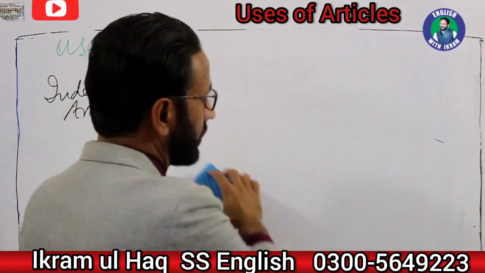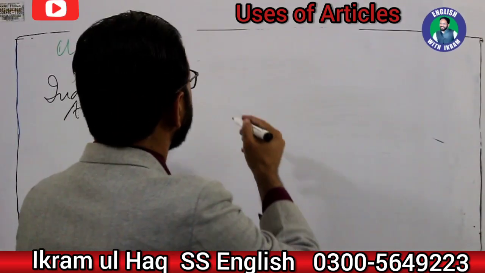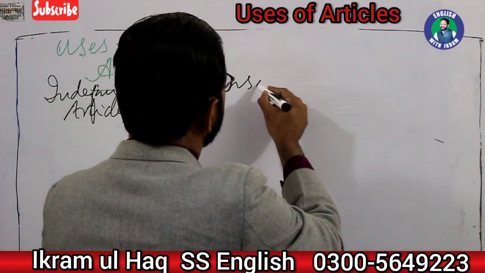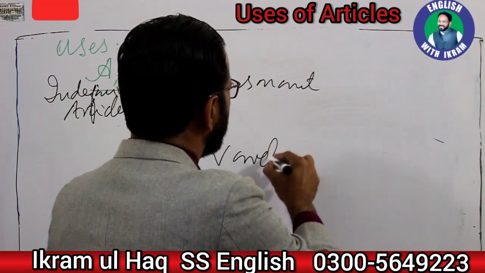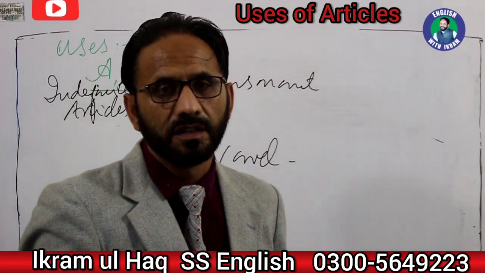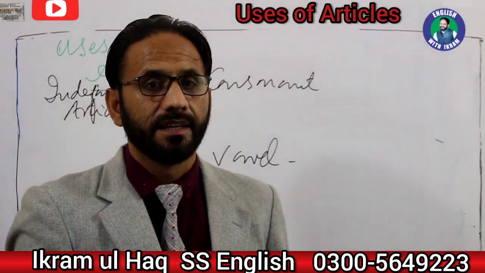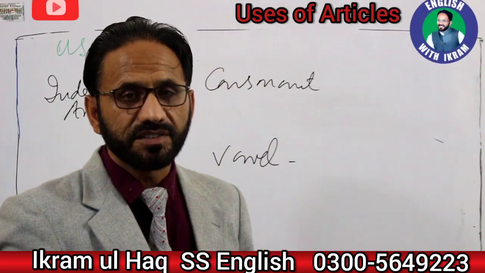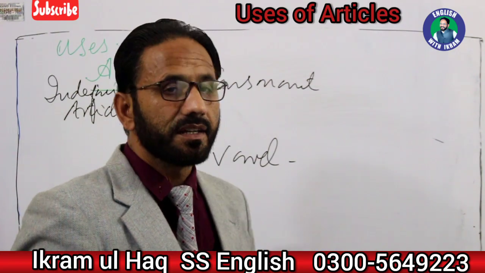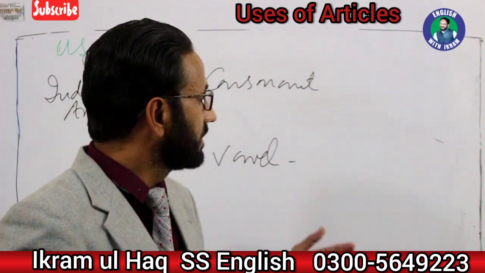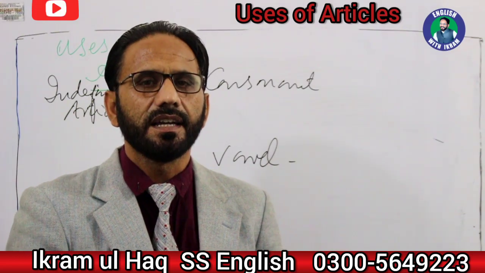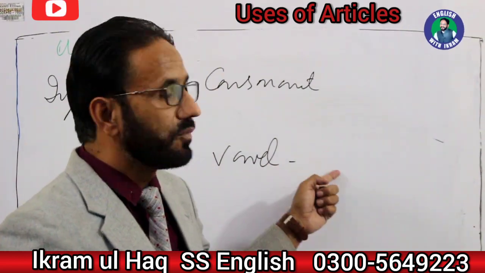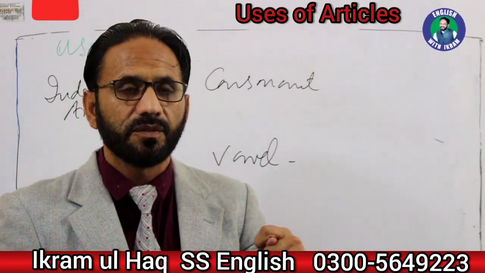You have to make your concept clear. Consonant and vowels. If a word starts with a consonant sound, we use the article a. And if a word starts with a vowel sound, we use the article an. Now, what is the difference? In the traditional concept, the vowels are A, E, I, O, U, and we use an before a vowel sound.